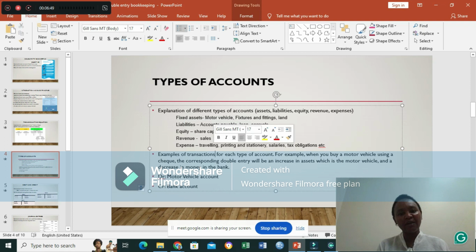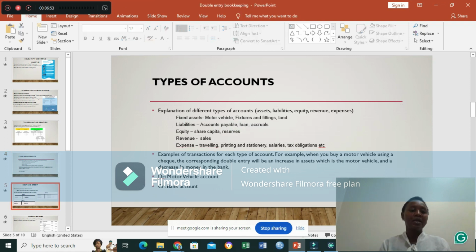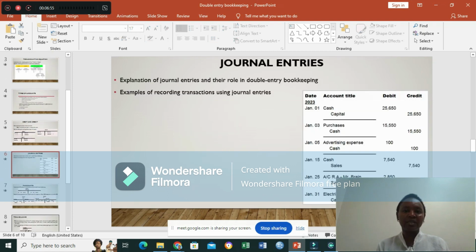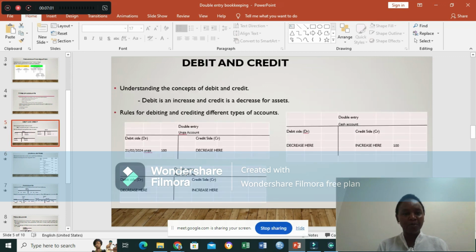For example, traveling, printing and stationery, salaries, and such. Now, let's go to something else. Now, let's use this example because I had already given you this example.